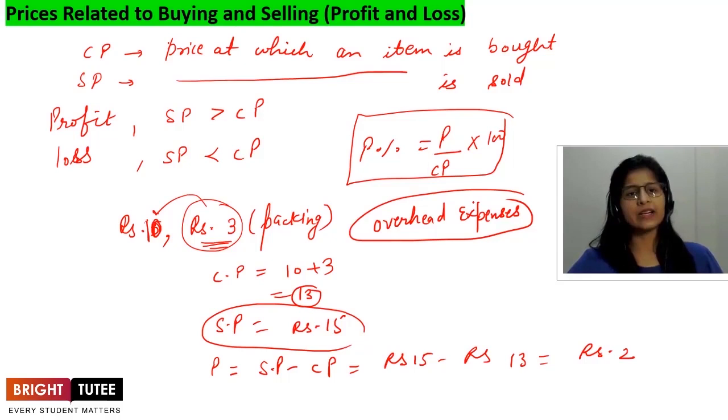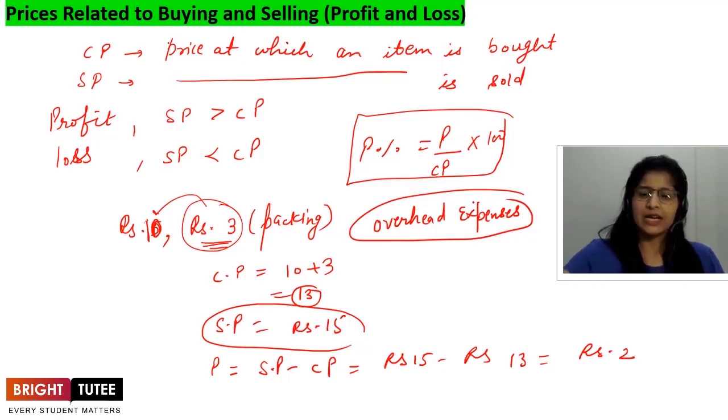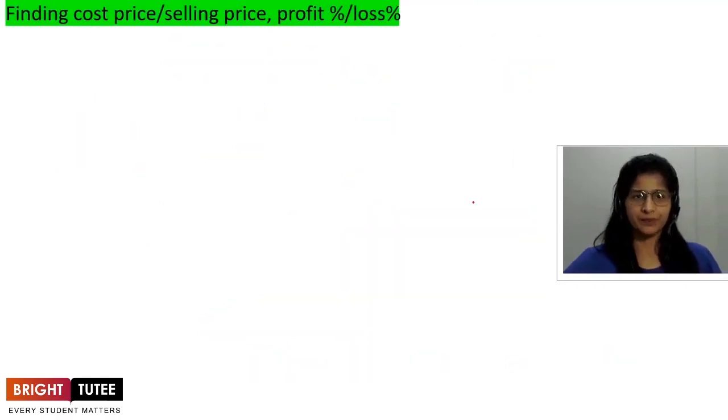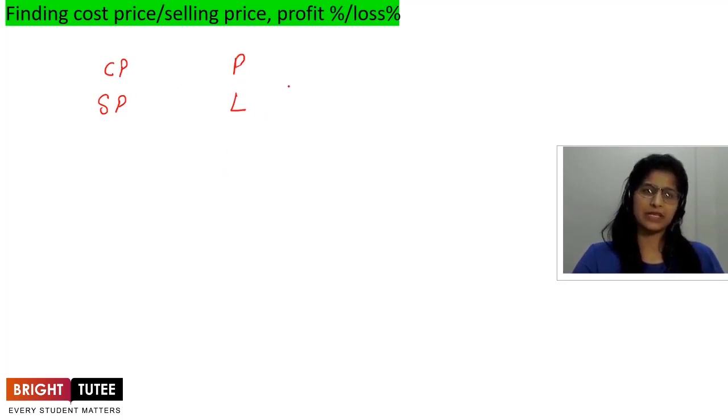These are some of the terms you should know before doing the concept. We'll understand the concept of selling price, cost price, and how to find profit percent and loss percent by doing some examples. Let's go with the first example here. Before solving the questions, we'll write some formulas. Cost price is CP, selling price is SP, profit is capital P, loss is capital L, profit percent is P percent, loss percent is L percent.